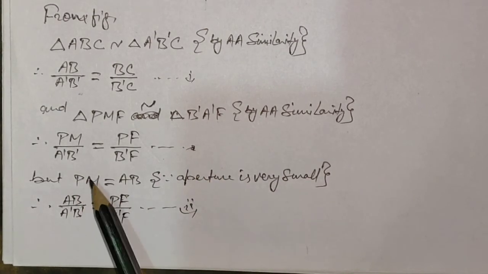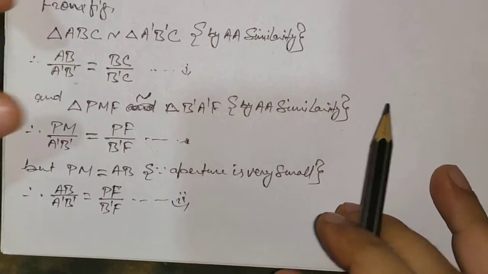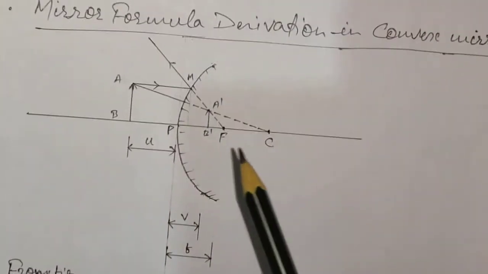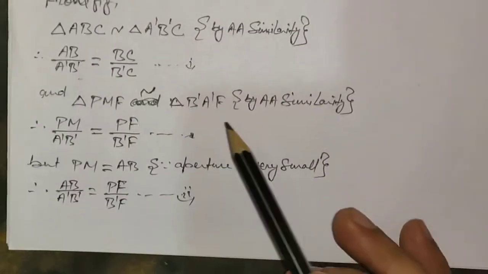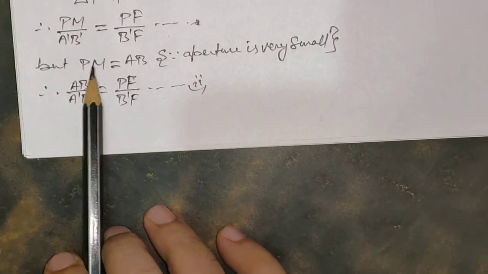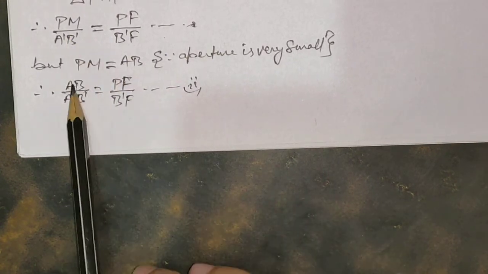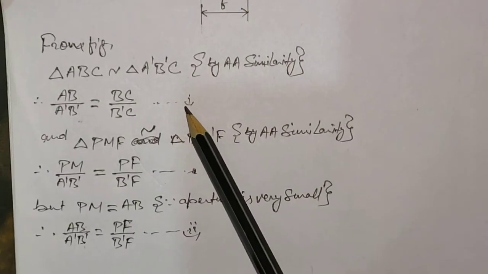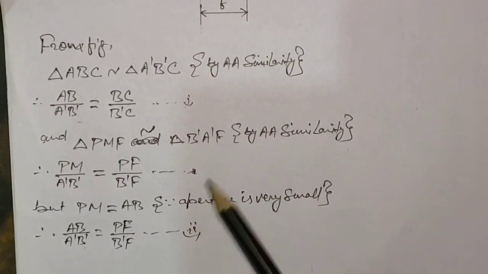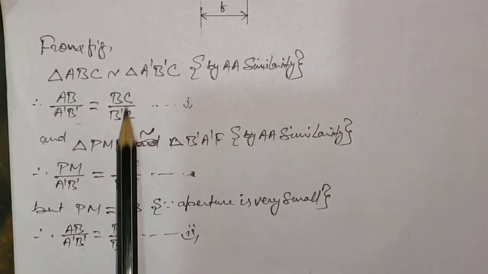Now we can observe from the diagram, or you can say the figure. Earlier I told you that PM is equal to AB, because this is going to be small, so I had written that. PM is equal to AB since the aperture is very small. So we can replace PM with AB, and here we get AB by A'B'. Now we have got two equations, equation 1 and equation 2, in the figure. From both equations we can see that the LHS is equal to each other, AB by A'B', AB by A'B'. So we can equate the RHS.